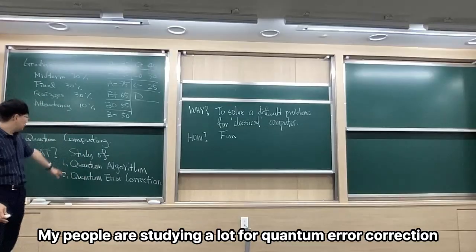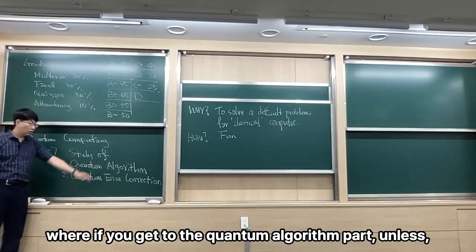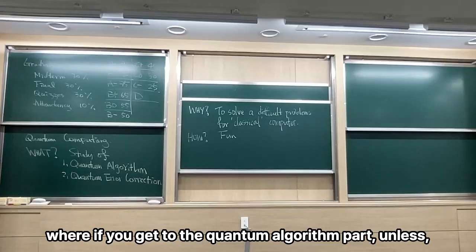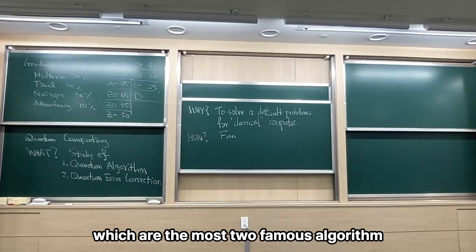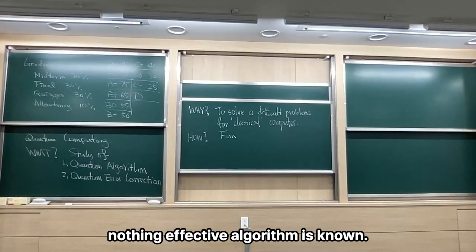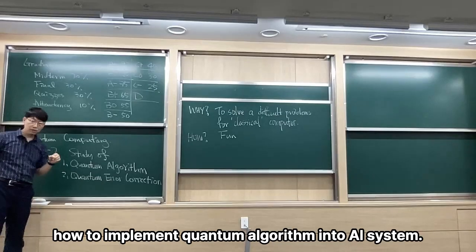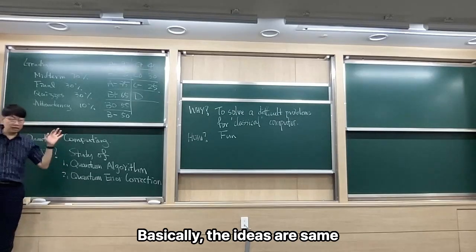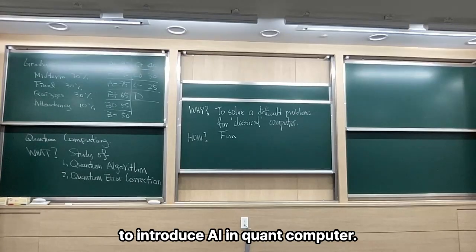People are studying quantum error correction a lot, but if you get to the quantum algorithm part, apart from Shor's algorithm and Grover's algorithm, which are the two most famous algorithms, nothing effective is known so far. People are talking about how to implement quantum algorithms in AI systems. Basically, the ideas are the same, but they haven't found a genuinely nice way to introduce AI in quantum computers.